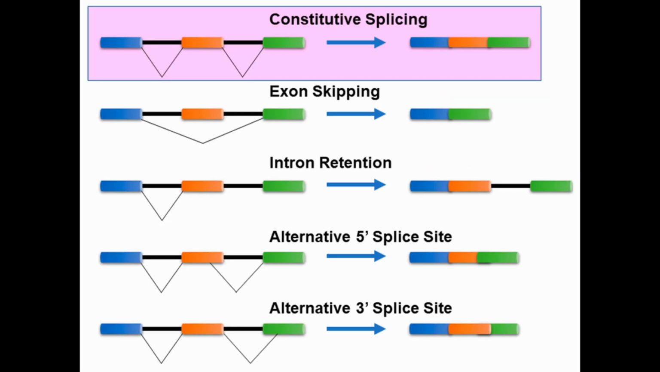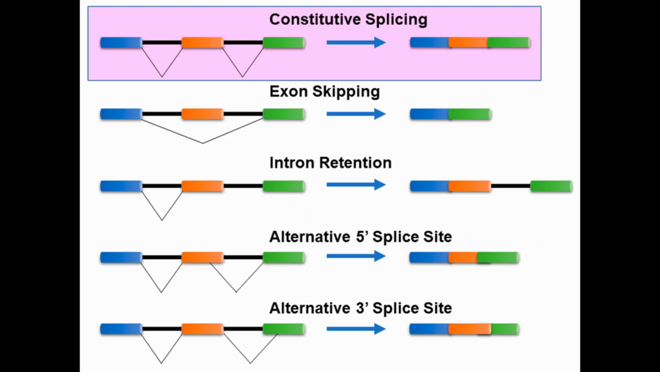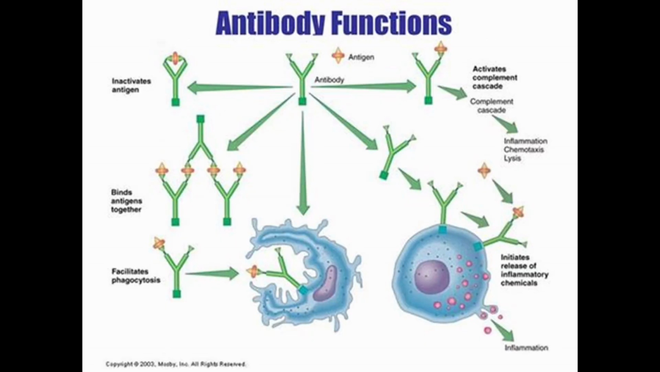Two variations on the straight conversion of pre-mRNA into mature RNA are alternative RNA splicing and RNA editing. Both variations require all the introns to be removed. Any introns left in a mature RNA strand might result in a distorted protein that does not function or performs a malicious function. In alternative RNA splicing, some exons might be left out. The result is a variation of the full protein that would be formed by the full mature RNA. These variations still form functional proteins that might have a slightly different effect than the full exon protein. If the effect is beneficial, it is retained.